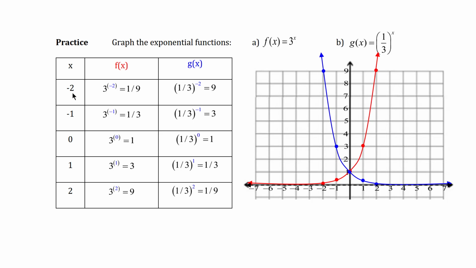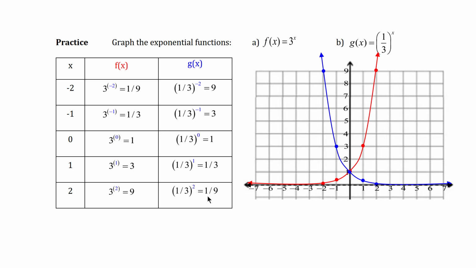Starting with the x value of -2, we plug it into the function g. We get 1/3 raised to the -2 power equals 9. For -1, we get 1/3 raised to the -1 power equals 3. For 0, we get 1/3 raised to the 0 power is 1. For 1, 1/3 raised to the 1 power equals 1/3. For 2, we get 1/3 squared is equal to 1 over 9.